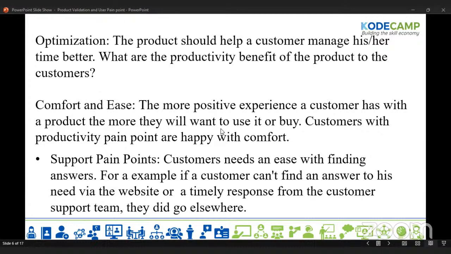So every time you are creating a product feature, you just want to know what areas you can create ease for your customer. What areas can you create productivity for your customer? And every other one. The next is support pain point.